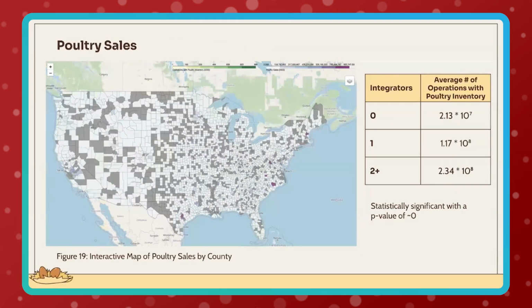We see a similar significant trend with poultry sales and integrators, such that counties with a greater number of integrators have higher volume of sales. The difference is once again most profound for 0 versus 1 integrators, where the sales in counties with 1 integrator is 5.5 times that of other counties on average. Looking at the map, we see that counties in North Carolina and Virginia have the highest concentration of sales.